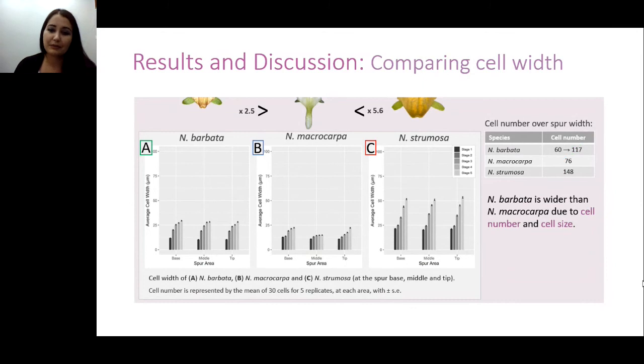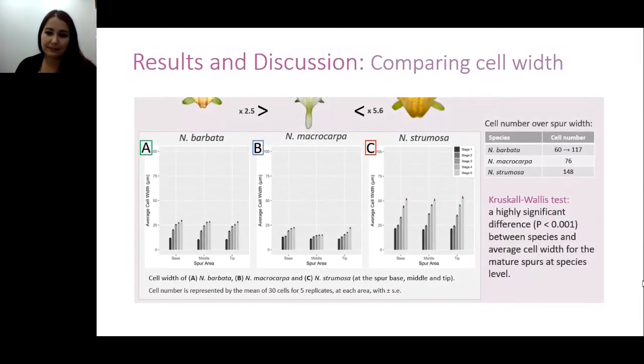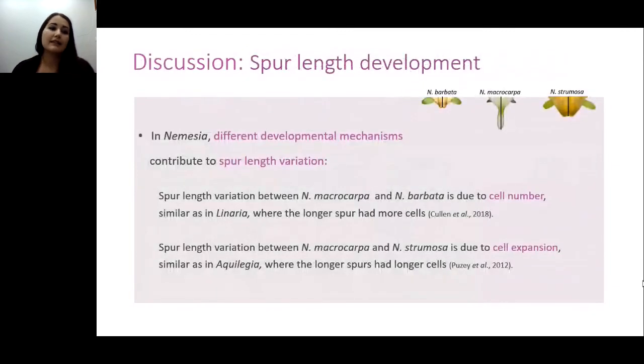Then we have the spur of thrombosa, which is approximately 5.6 times wider than the spur of macrocarpa. And we can see in the table that this is also due to an increase in cell number, and then much wider cells, as indicated with the red arrows. So the thrombosa is wider than the macrocarpa due to cell number and cell size. So the Kruskal-Wallis test indicated a significant difference between species and the average cell width for mature spurs at species level.